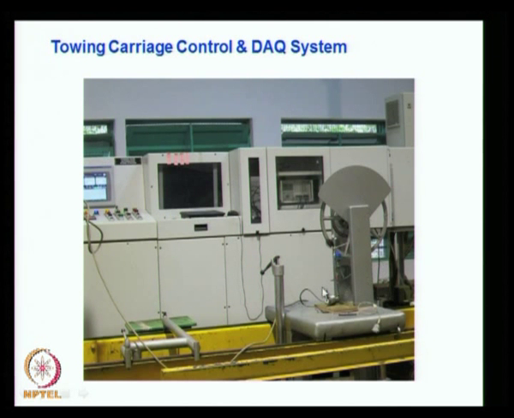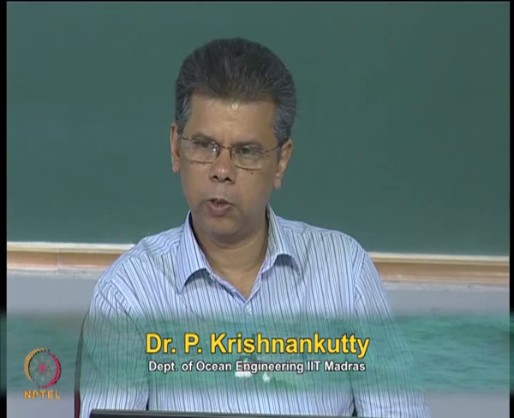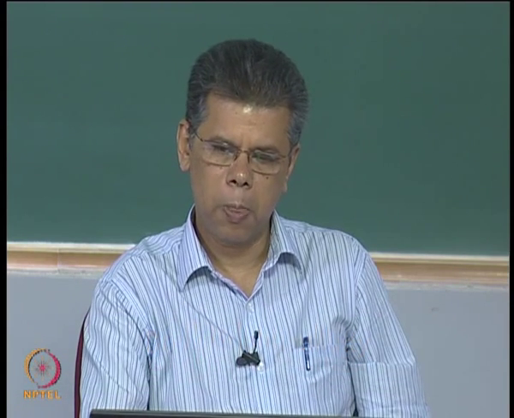So this is the setup which you see above, and the previous one you have seen is the below water portion. This setup is what we have here in IIT Madras to perform model tests, and we have a towing tank of about 82 meters long, 3.2 meters wide and 2.5 meters water depth. That is the size of the towing tank we have, and the maximum speed achievable by the carriage is 5 meters per second. So that is the system to perform the ship model test.